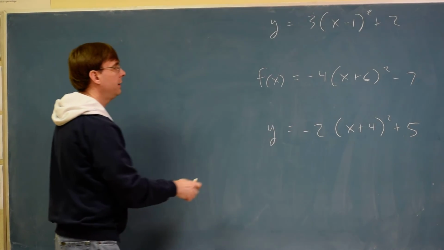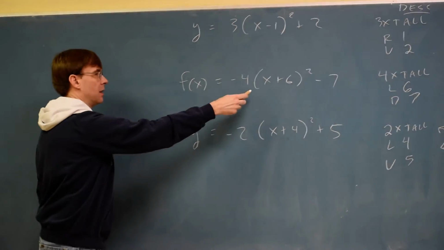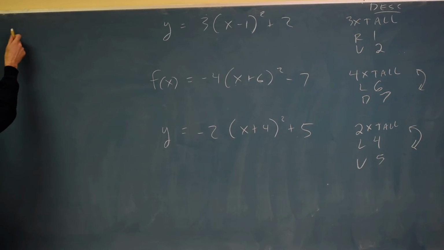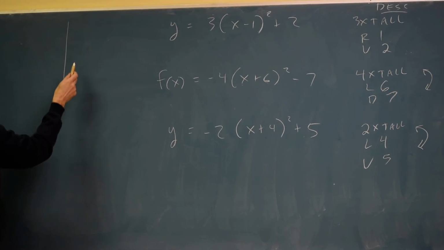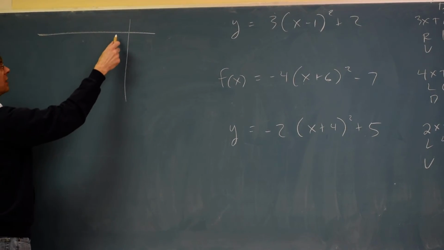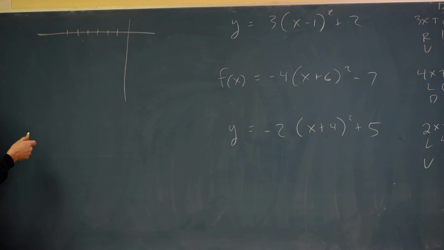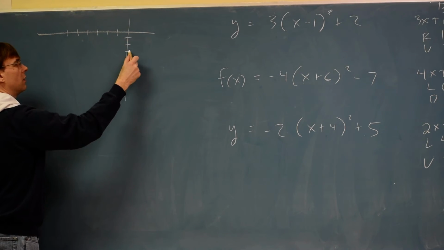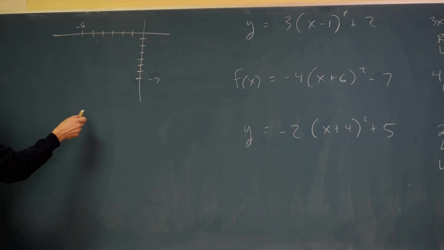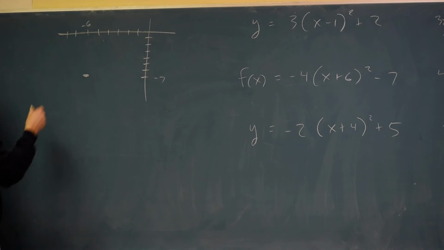For this one, I'm going to need a pretty good amount of space because I'm going left 6 and down 7. So I'm also flipped. So let me go like this to get started. Here's my original origin. 3, 4, 5. Left 6. 1, 2, 3, 4, 5, 6, 7. So I'm down 7. I'm left 6. Always do the vertex first. That's where I would be.